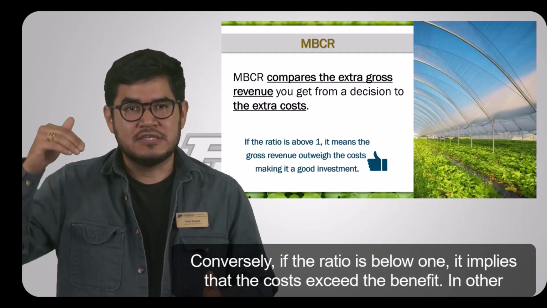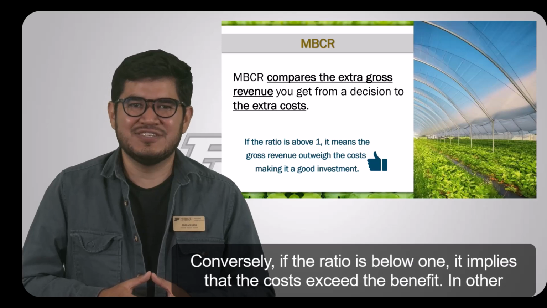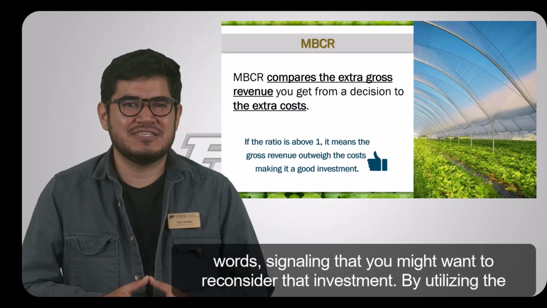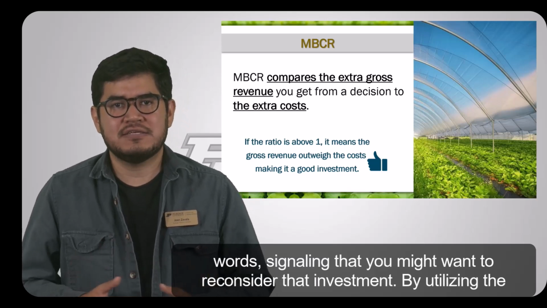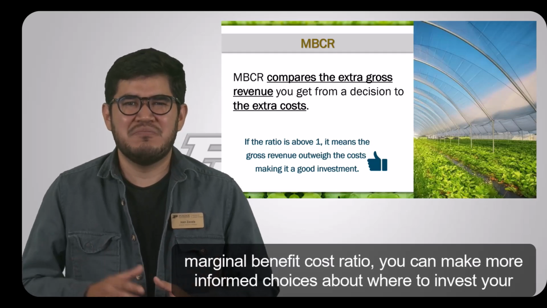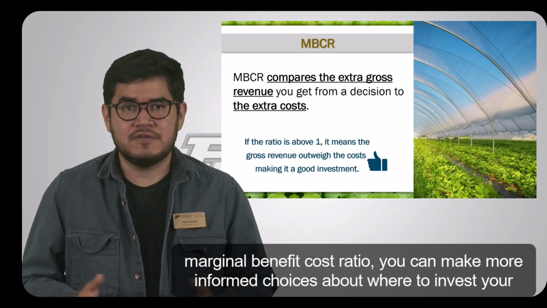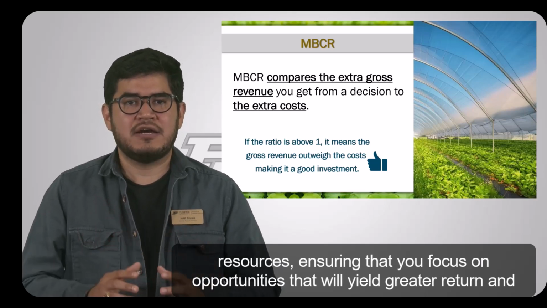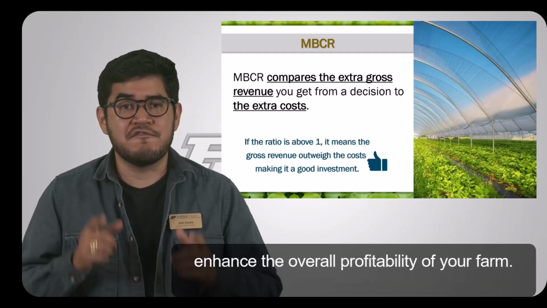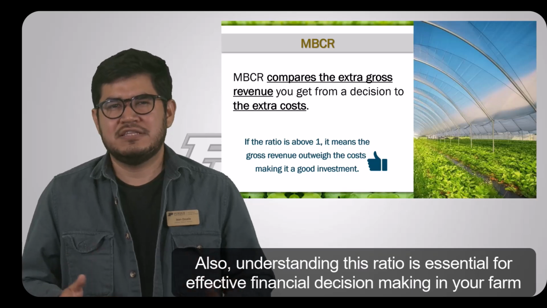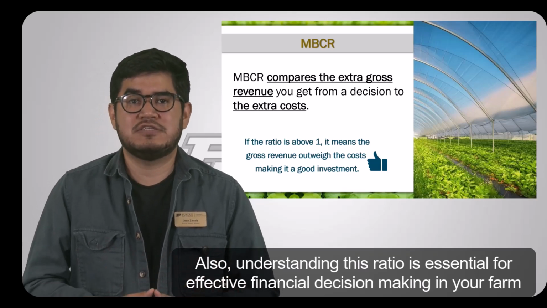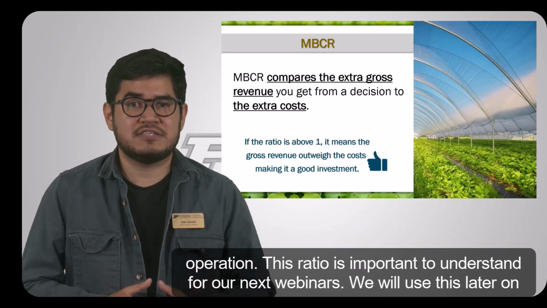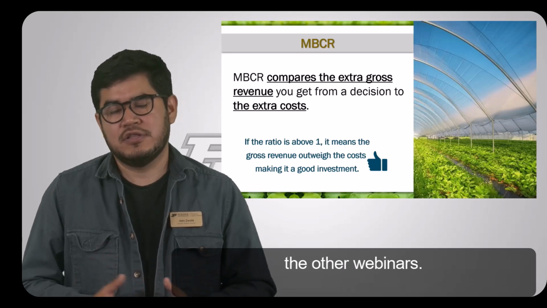Conversely, if the ratio is below 1, it implies that the costs exceed the benefit, in other words, signaling that you might want to reconsider that investment. By utilizing the marginal benefit cost ratio, you can make more informed choices about where to invest your resources, ensuring that you focus on opportunities that will yield greater return and enhance the overall profitability of your farm. Understanding this ratio is essential for effective financial decision making in your farm operation. It is also important for our next webinars, where we will use it again.